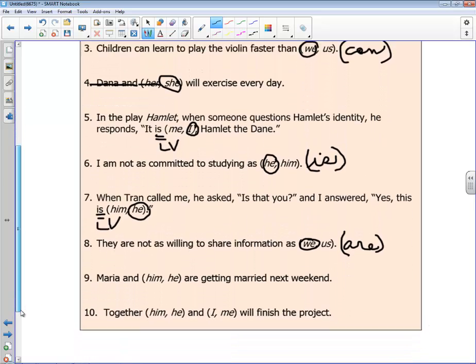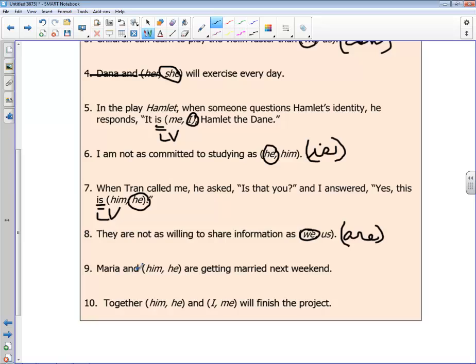Marie and him are getting married next weekend. I don't think so. Should be he, Maria and he. I just marked that out to make it easier to spot the subject pronoun. Together, he and I will finish the project.